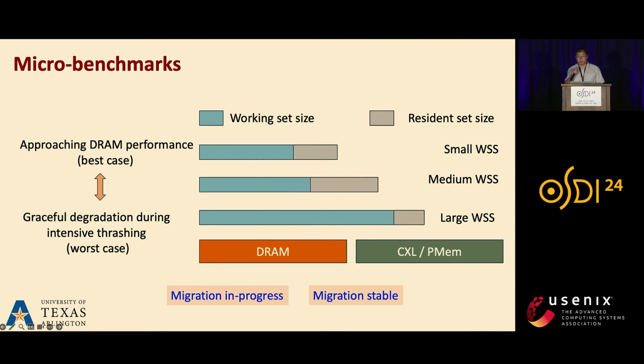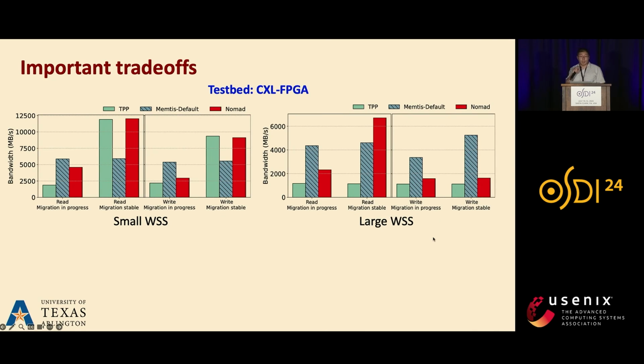We also measured performance in 2 graphs. Migration in progress measures the performance when the pages are being actively migrated, and migration stable is when the system reaches a stable state and most hot data should be migrated to the fast memory. We have observed important trade-offs between Nomad, TPP, and MEMTIS.